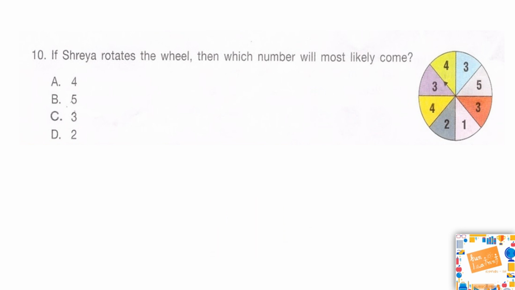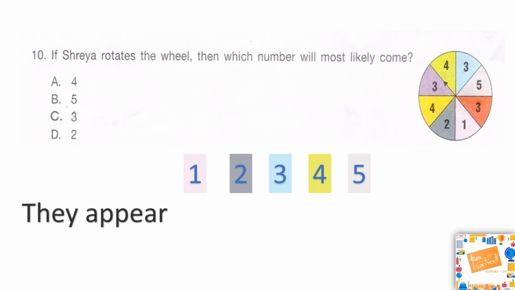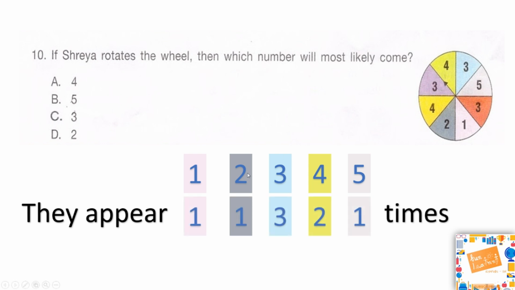Well, let's look at it together. If you notice, there are 5 numbers on the pin wheel, and we should count how many times the numbers are written on it. They appear the following number of times: 1 appears once, 2 appears once, 3 appears 3 times, 4 appears 2 times and 5 appears 1 time. Clearly it is number 3 that appears the maximum number of times. Hence that number is most likely to come. So our correct option is option C, number 3.